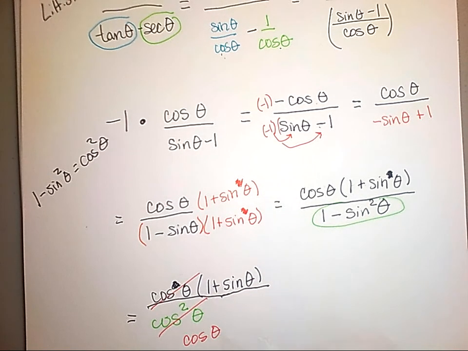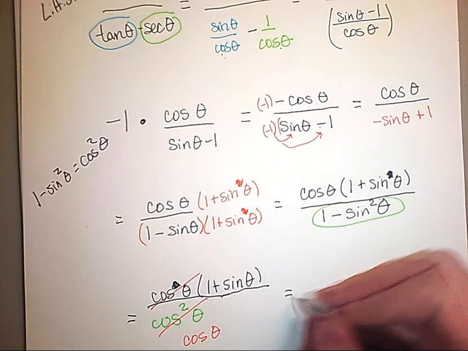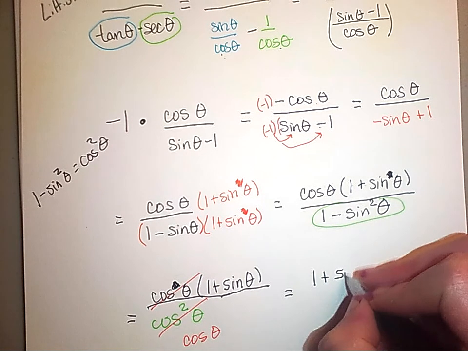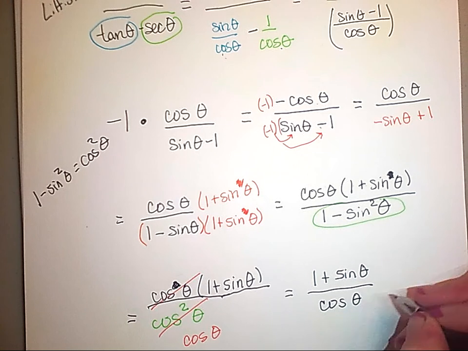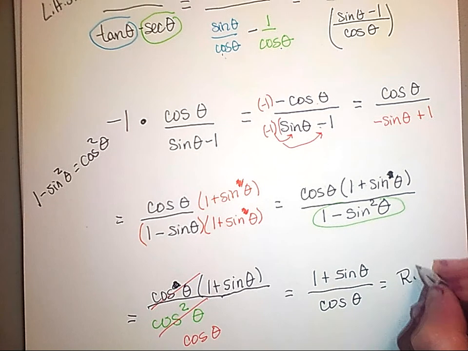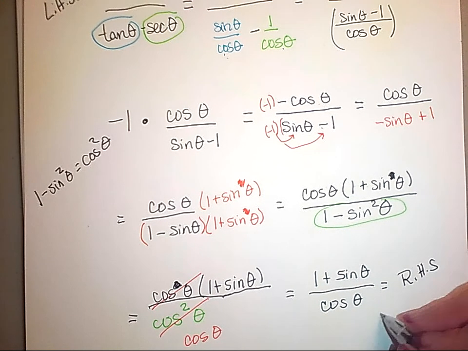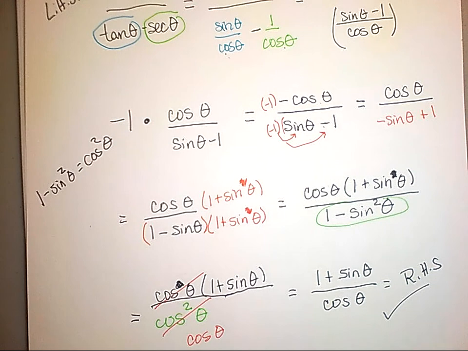This cosine will cancel with one of the cosines. Okay. So in the end, in the numerator, all I have is that 1 plus sine of theta over the cosine of theta. Okay. And that is equal to our right-hand side, which is what we were trying to prove.